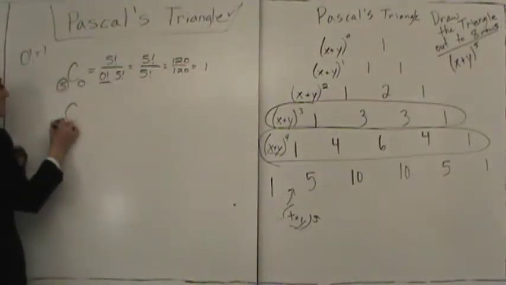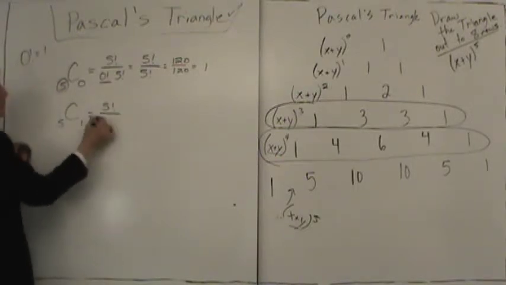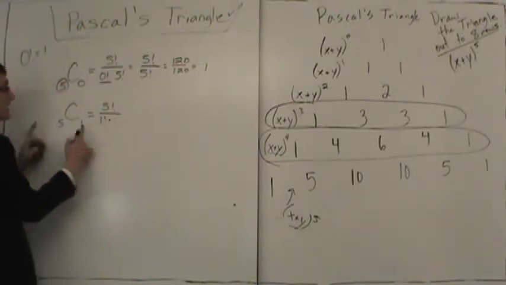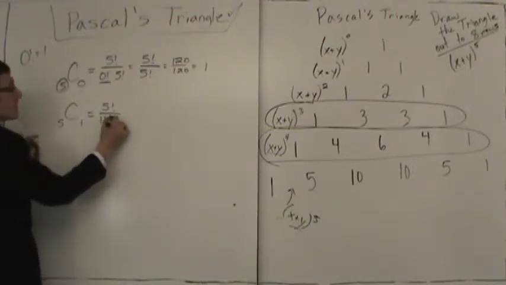Now, let's do combination 5 choose 1. Combination 5 choose 1, this is completely fascinating. 5 factorial over, what is this? 1 factorial multiplied by, now subtract the 2. 5 minus 1 is 4 factorial.